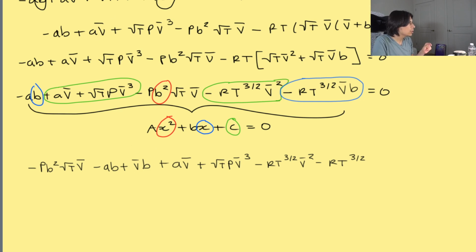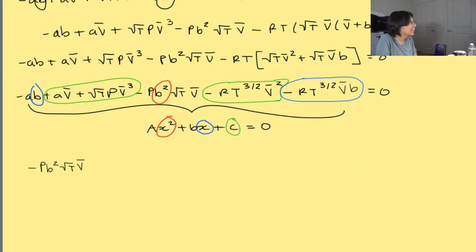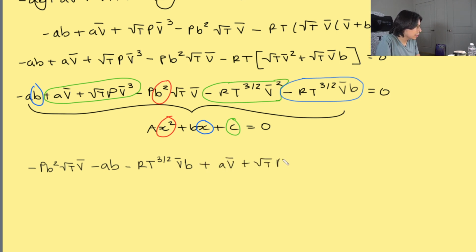Since I can't move the terms in this software, I'm going to have to rewrite it. Bear with me. We're getting close to the end, so sorry about that. Okay, so negative p b squared square root of t v bar minus ab, and then minus r t to the 3/2 v bar b. And now rewrite everything else: plus a v bar, plus square root of t p v bar cubed, and last but not least minus r t to the 3/2 v bar squared.